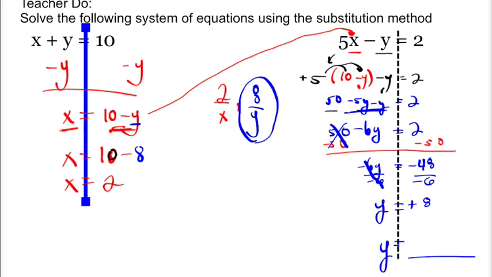Okay. Now I can test that to make sure that's a true statement and plug them in here. Here's our original equation: x plus y equals 10. My x value is 2 plus our y value of 8 equals 10. And that's a true statement.